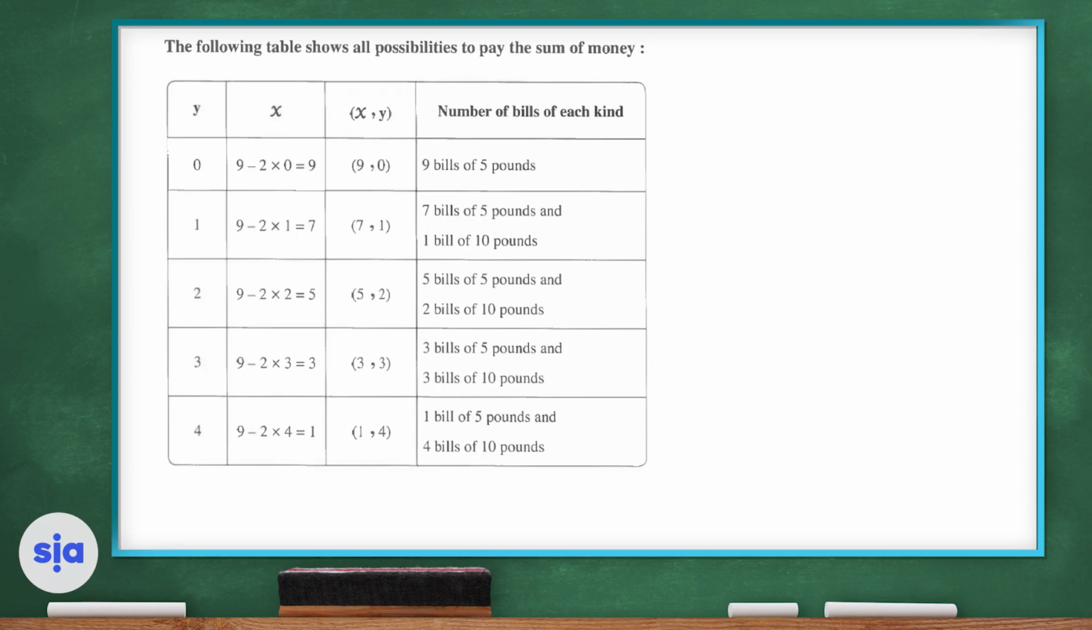This means that we have 9 bills of x, which is the 9 bills of 5 pounds, and no bills of 10 pounds. If we replace y by 1 to find x, 9 minus 2 times 1 equals 7. Then we're going to have 7 bills of 5 pounds plus 1 bill of 10 pounds, and so on. We do the rest of the table.